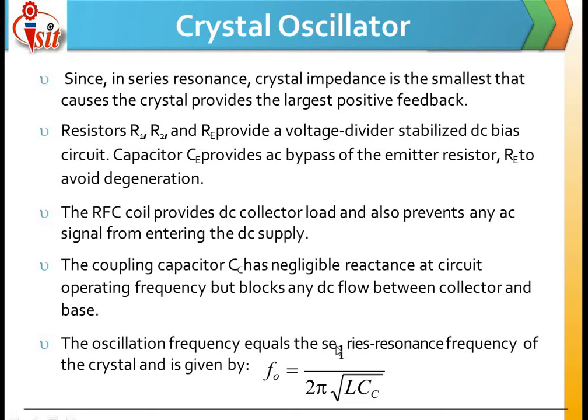The oscillator frequency is equal to the series resonance frequency of the crystal, and it is given by F0 is equal to 1 divided by 2 pi under root of L CC, where CC is the coupling capacitor and F0 is nothing but the oscillating frequency. Thus it indicates that the crystal oscillator will generate the oscillating frequency along with the resonant frequency, that is F0 is equal to 1 divided by 2 pi under root of L CC. That means by using the coupling capacitor we are generating the crystal oscillator frequency, and it is measurable and considered as the oscillating frequency.